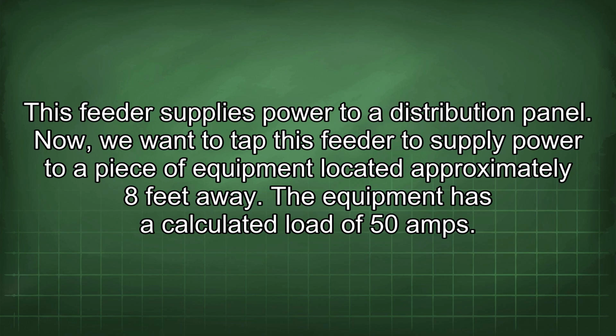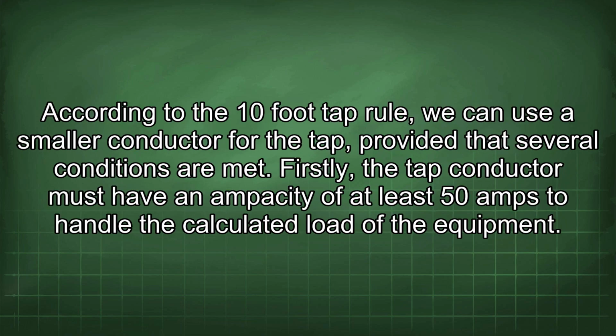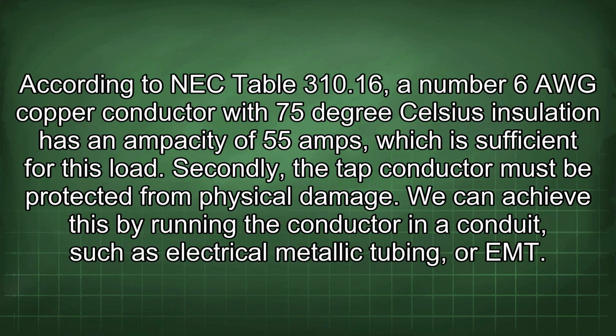Now, we want to tap this feeder to supply power to a piece of equipment located approximately 8 feet away. The equipment has a calculated load of 50 amps. According to the 10-foot tap rule, we can use a smaller conductor for the tap, provided that several conditions are met. Firstly, the tap conductor must have an ampacity of at least 50 amps to handle the calculated load of the equipment. According to NEC Table 310.16, a number 6 AWG copper conductor with 75 degrees Celsius insulation has an ampacity of 55 amps, which is sufficient for this load.